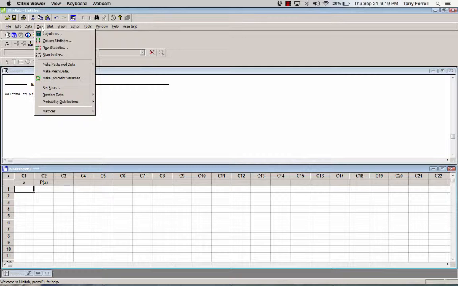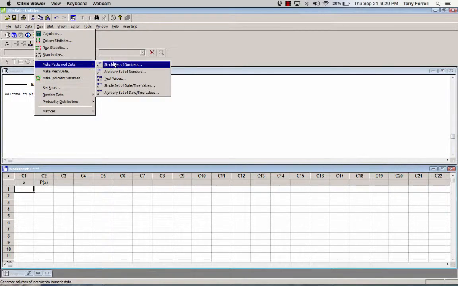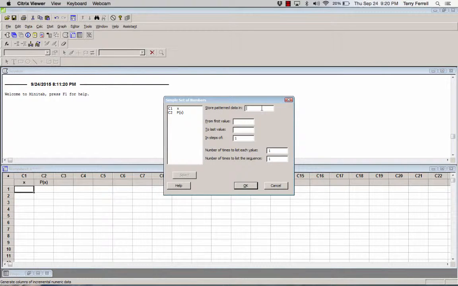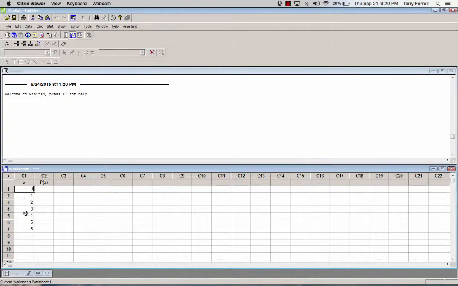If you go to Calc, make pattern data, and then simple set of numbers, I can go store pattern data in X. My first value is 0, and my last value is 6, and it's just going to count by ones. If I click OK, it'll place those numbers there for me. Or you could have just typed them in, either way.